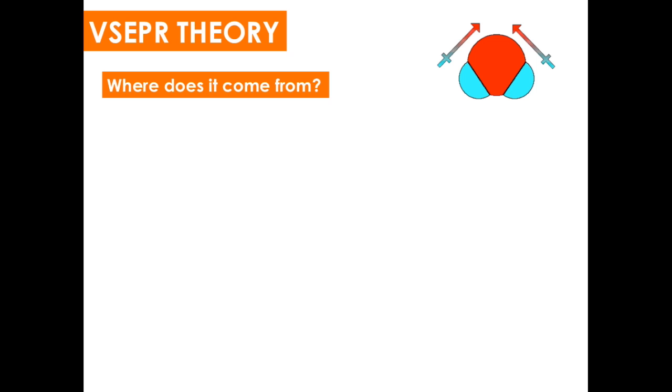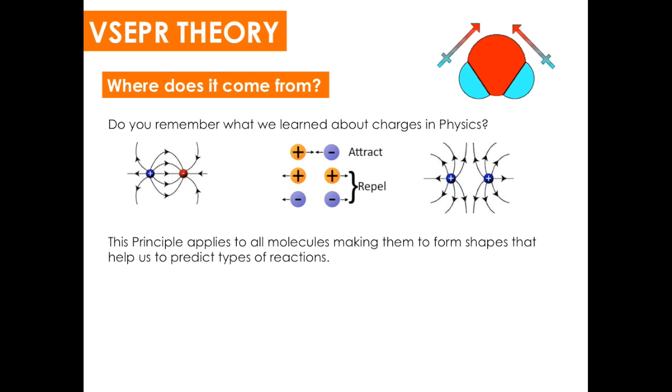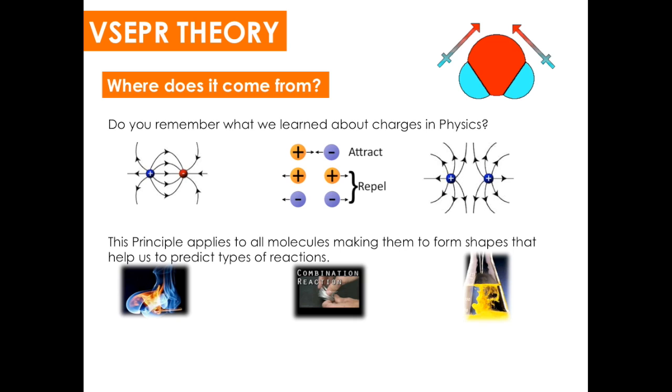VSEPR Theory. Where does it come from? Do you remember what we learned about charges in physics? Well, a positive and negative particle will attract, whereas two positive particles or two negative particles will repel. This principle applies to all molecules, making them form shapes that help us predict the types of reactions and chemical properties.